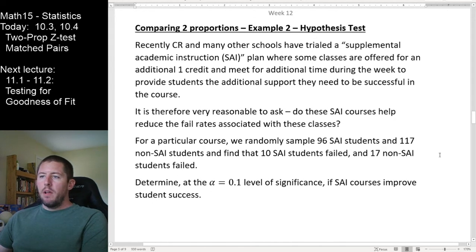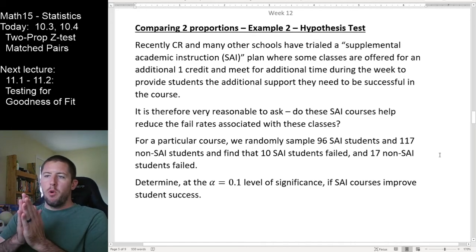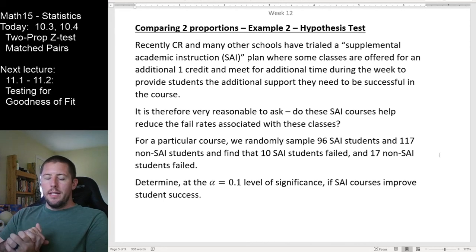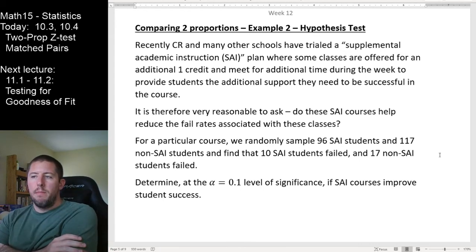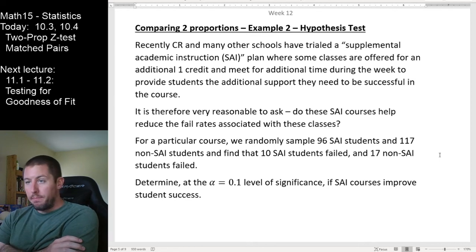In this example, we're going to look at a hypothesis test comparing two proportions. Recently, College of the Redwoods and many other schools have trialed something like supplemental academic instruction. At the previous school that I worked at before College of the Redwoods, we had the same program. It was referred to as the SAI program.